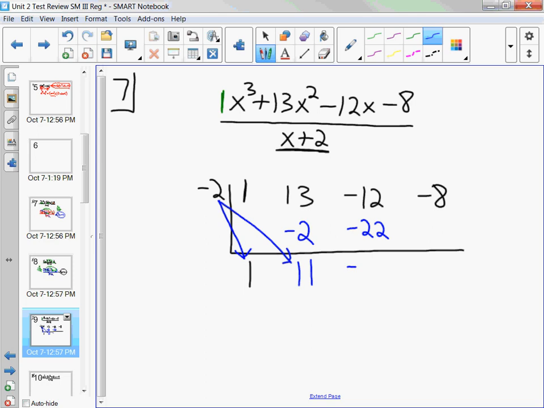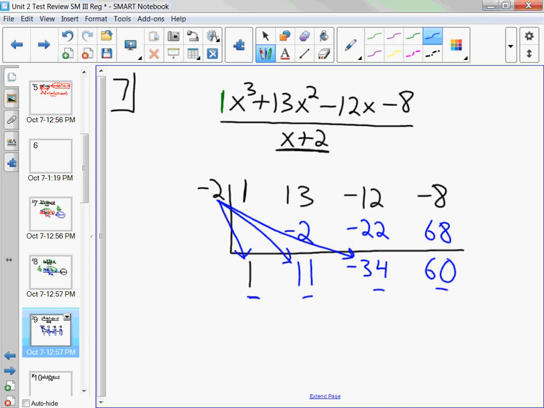That makes negative 34. And then I'm going to multiply negative 2 times negative 34, and I'm going to get 68. And I'm going to add those two numbers together, and that's going to give me positive 60. So my answer, these are the coefficients down here, 1, 11, negative 34, and 60 is my remainder.